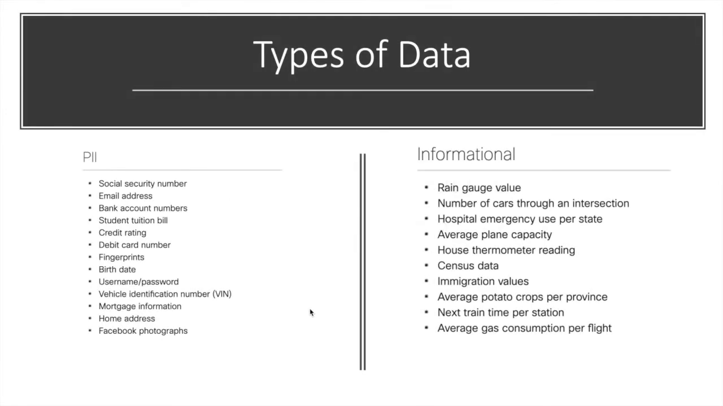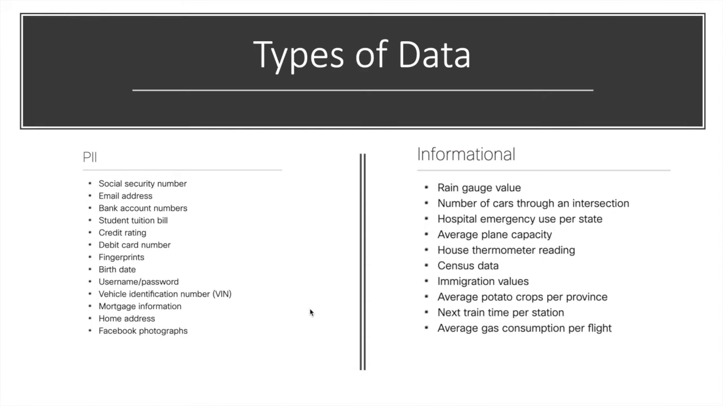So first of all, I want to identify what is the data that we need to worry about when we are online. Mainly the data has two types. One is called PII, which is personally identifiable information, and the second one is general information. Now the information in general are like the number of cars through an intersection, the temperature of the day, the average plane capacity, house thermometer, immigration values, and other general information.